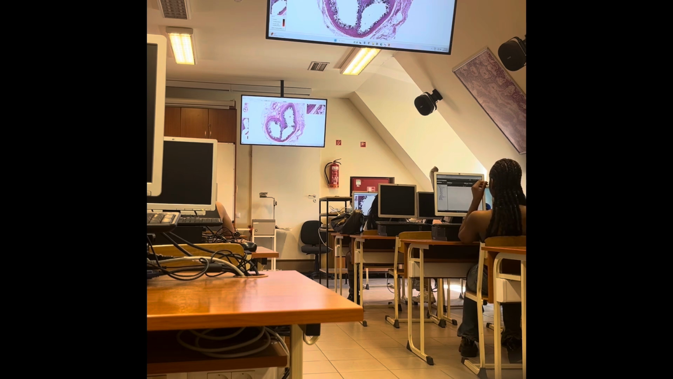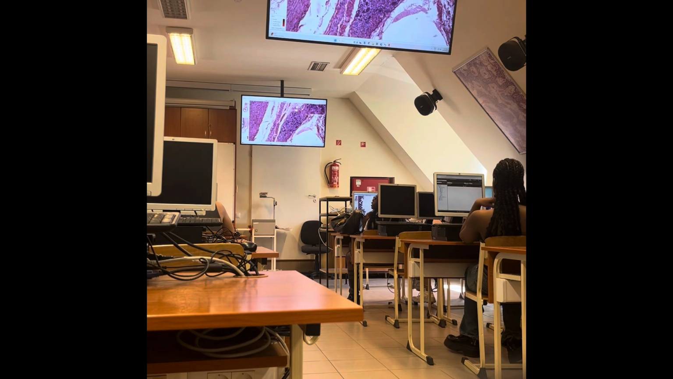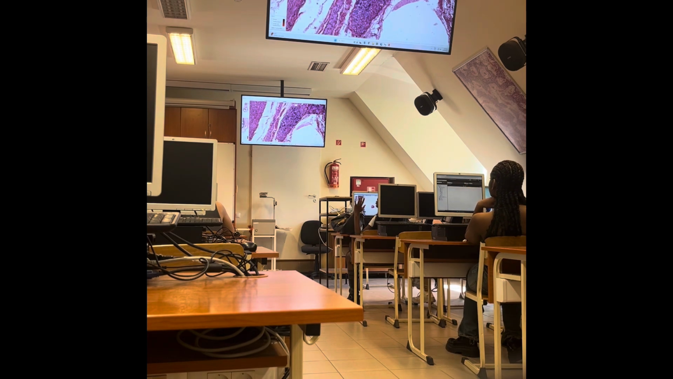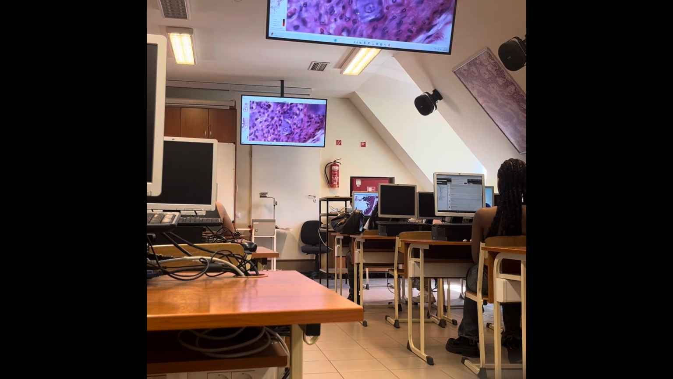Then in the adventitia layer, you can see some structure. What do you think about this one? That is a ganglion, where you can see ganglion cells surrounded by these small cells. These are the satellite cells.